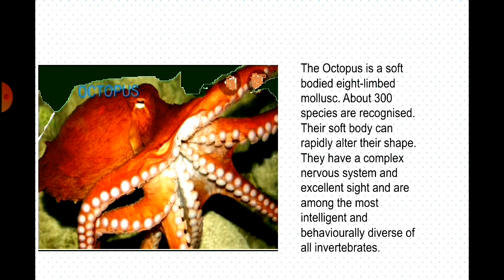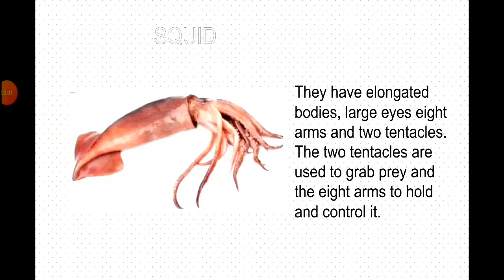They have a complex nervous system, an excellent sight, and are among the most intelligent and behaviorally diverse of all invertebrates. They have elongated bodies, large eyes, 8 arms, and 2 tentacles. The 2 tentacles are used to grab prey, and the 8 arms to hold and control it.